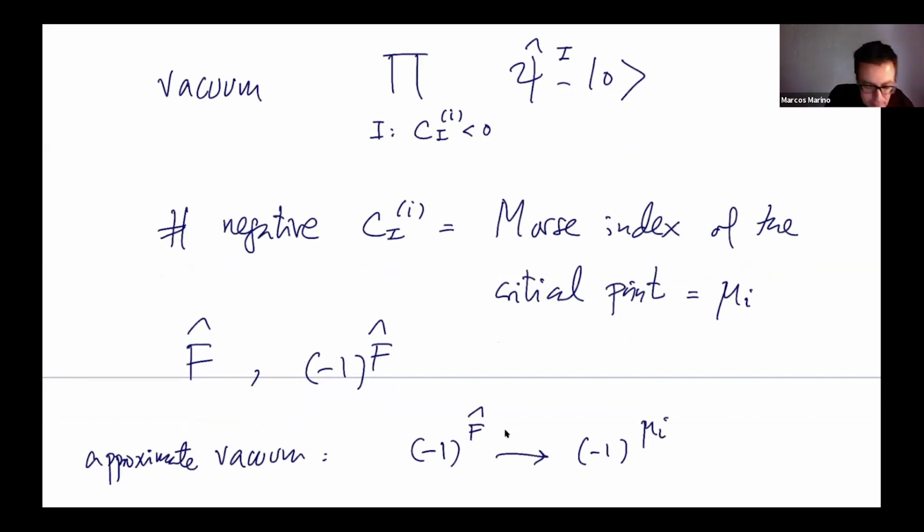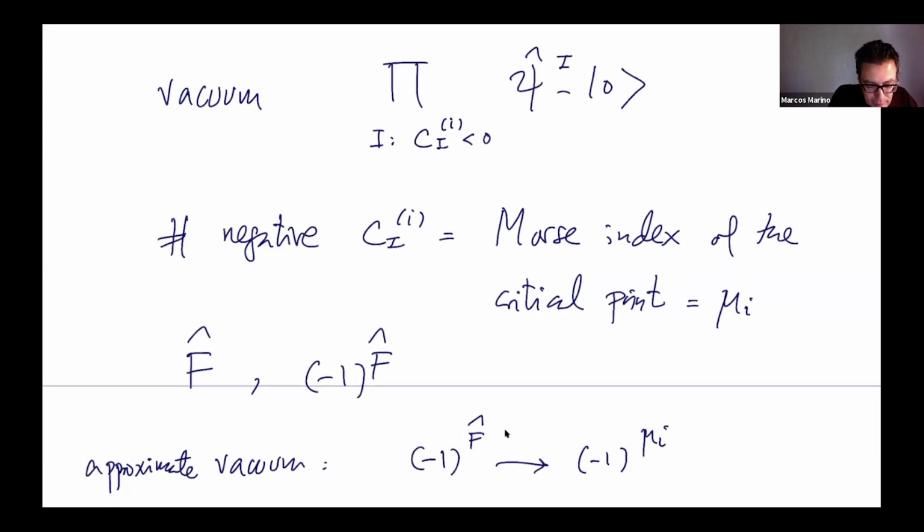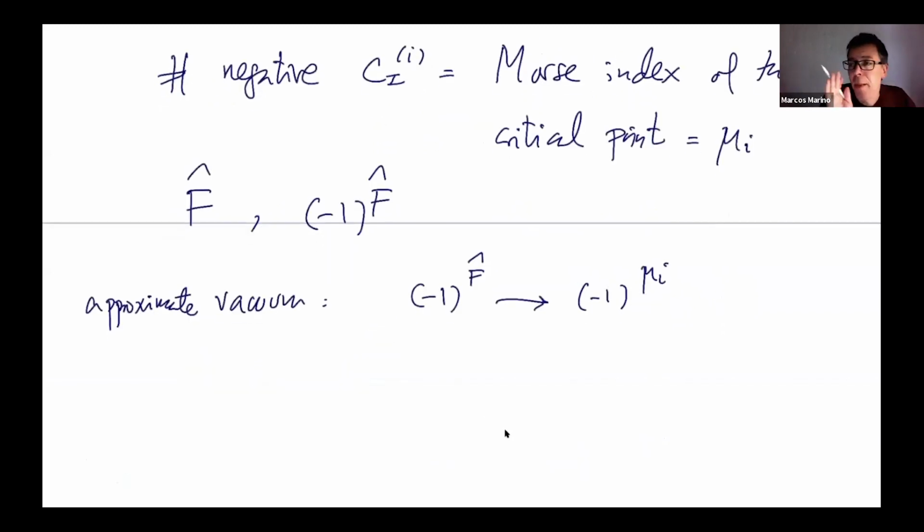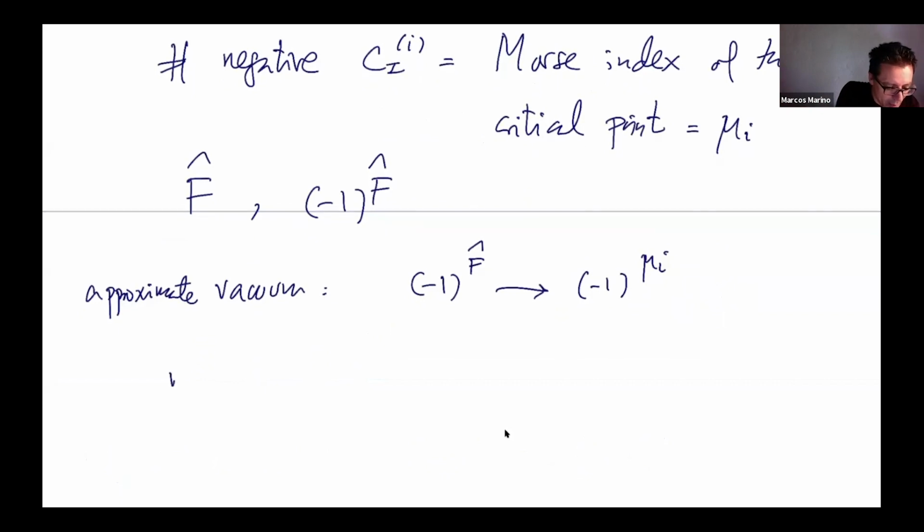What I'm saying is essentially trivial. If we have a critical point with Morse index mu_i, which is the number of negative eigenvalues, then the vacuum will have fermion number mu_i, and in particular (-1)^F will be (-1)^{mu_i}. So this is an approximate analysis of ground states. And we know already from the analysis of quantum mechanics that not all of these approximate ground states have to be true ground states. So we might overcount supersymmetric ground states in this way.